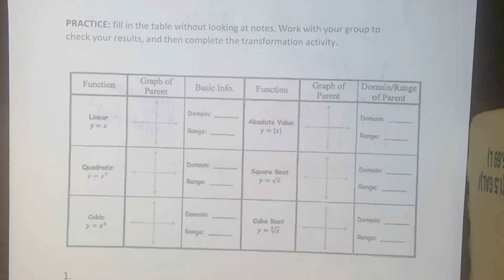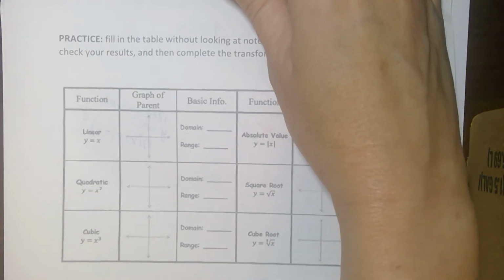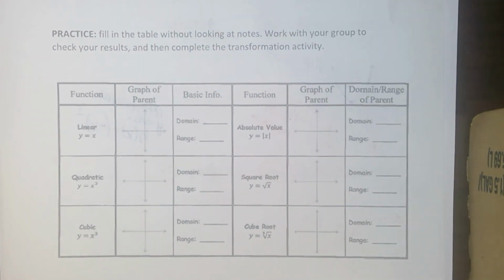So it says to fill in the table without looking at notes, work with your group to check your result, and then complete the transformation activity. Now we obviously don't have groups because we are doing this online, so we're going to do this together. I'm going to talk through it.